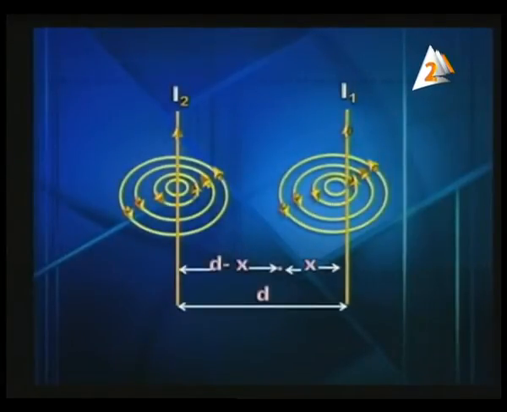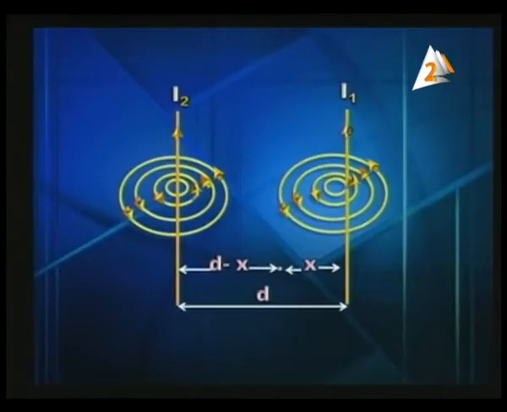Okay. Here we've got two wires, and they have currents in the same direction. The neutral point is somewhere between the two wires. Let it be at a distance x from the wire carrying current I1. So it must be at a distance d minus x from the other wire.